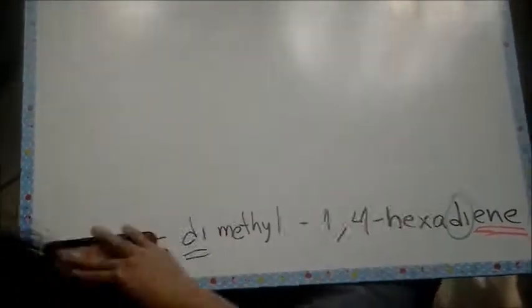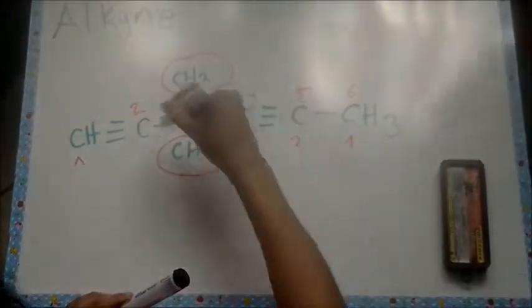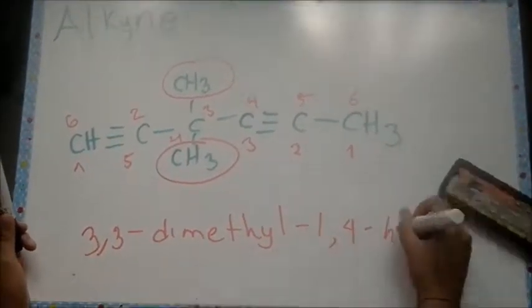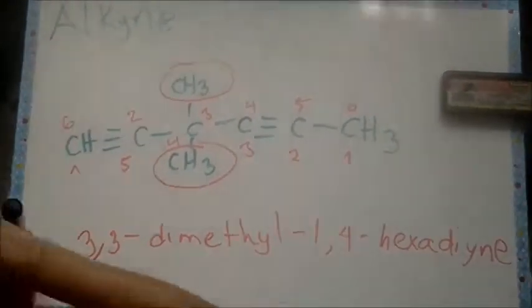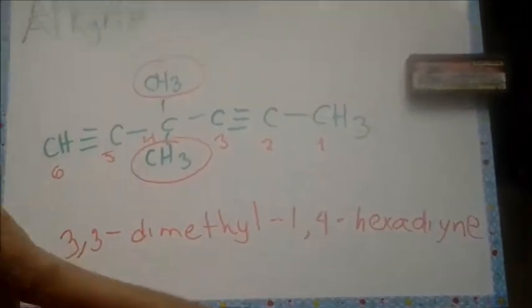Now, the alkyne. An alkyne is a hydrocarbon chain that contains one or more triple bonds between carbons. The only difference is that when we name them, the suffix is -yne. The rules, like in an alkene, are the same.